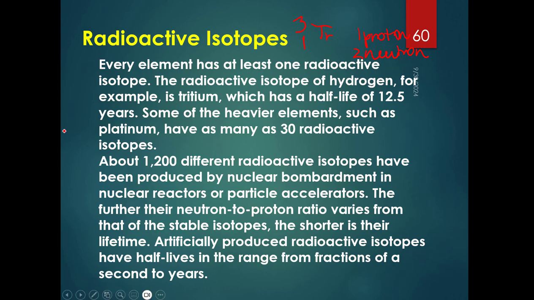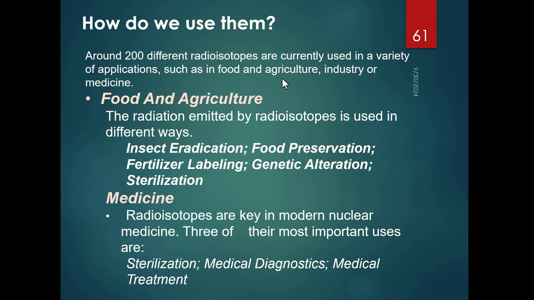But some of the heavier elements, such as platinum, have as many as 30 radioactive isotopes. It's crazy. About 1,200 different radioactive isotopes have been produced by nuclear bombardment in nuclear reactors or particle accelerators, artificially producing a lot of radioactive isotopes. And it's important because we use them in nuclear treatments. The further the neutron to proton ratio varies from that of the stable isotopes, the shorter is their lifetime. Artificially produced radioactive isotopes have a half-life in the range from a fraction of a second to some years.